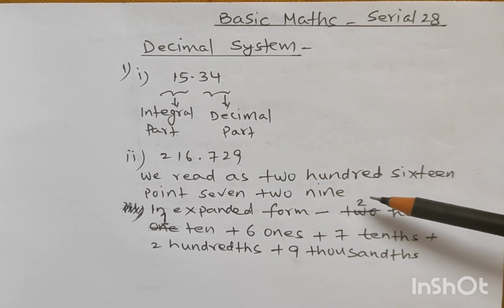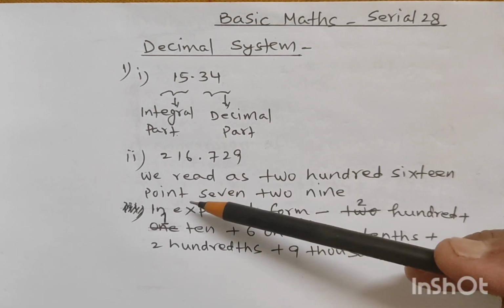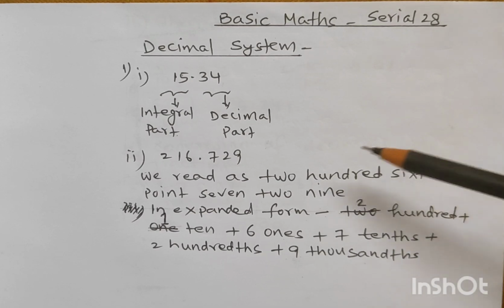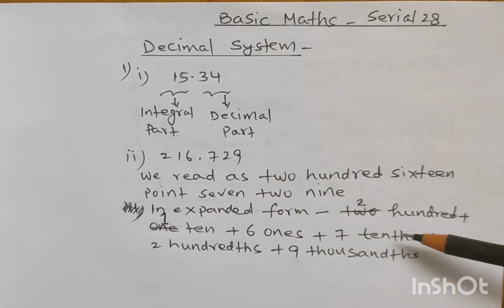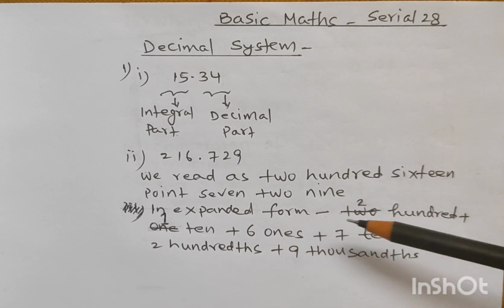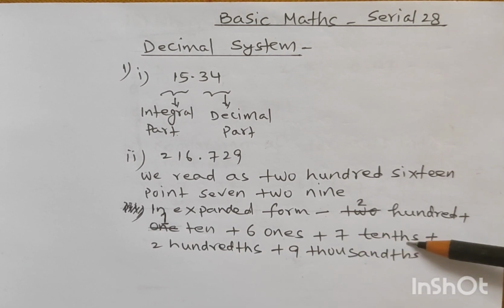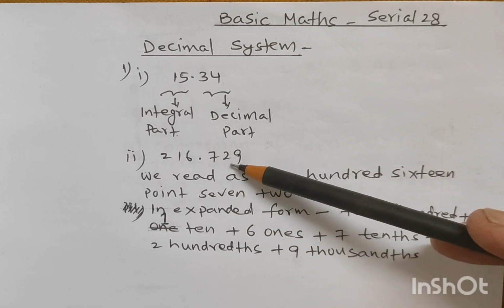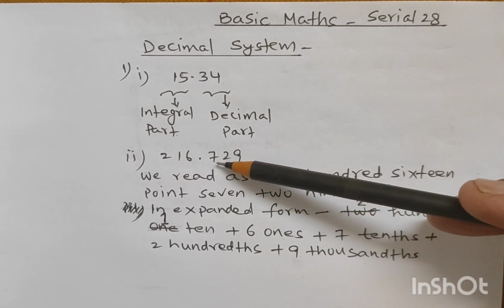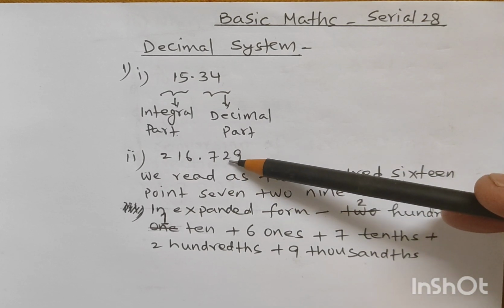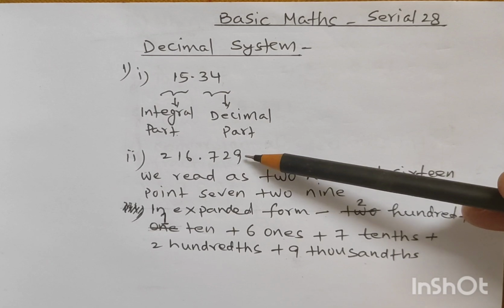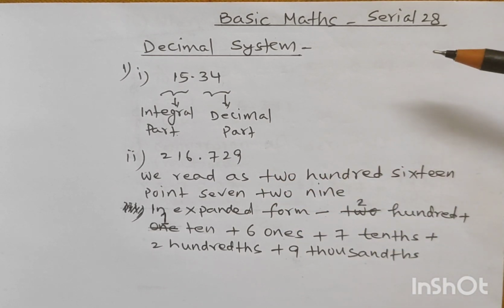We read it as 216 point 729. In expanded form, 2 hundreds, 1 ten, 6 ones plus 7 tenths plus 2 hundredths and 9 thousandths. Now the place value of 7 is 7 by 10. Place value of 2 is 2 by 100. And place value of 9 is 9 by 1000.